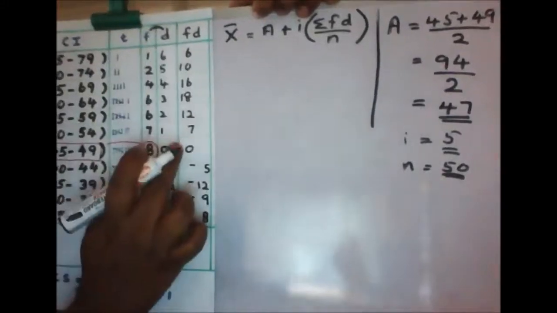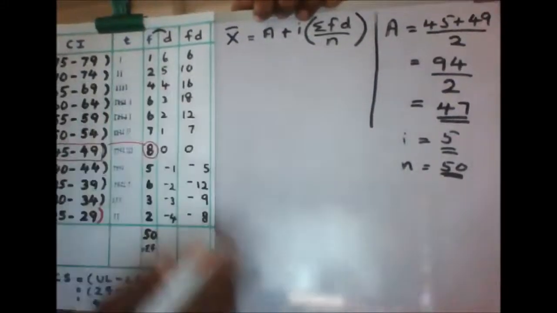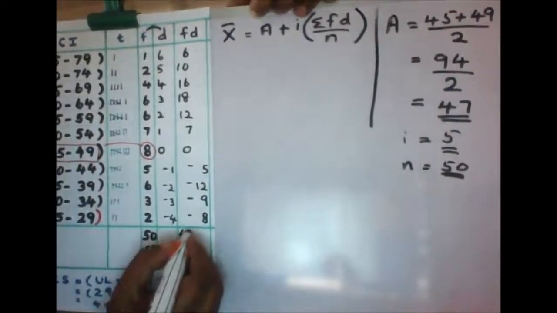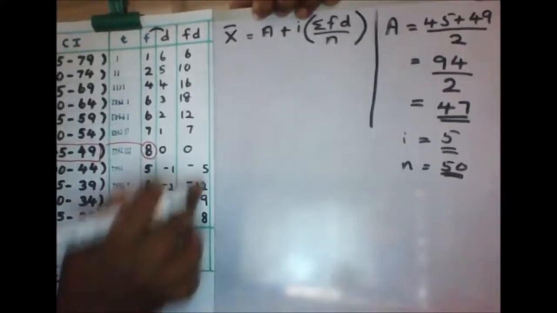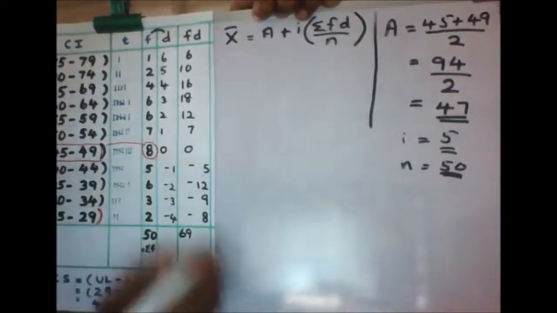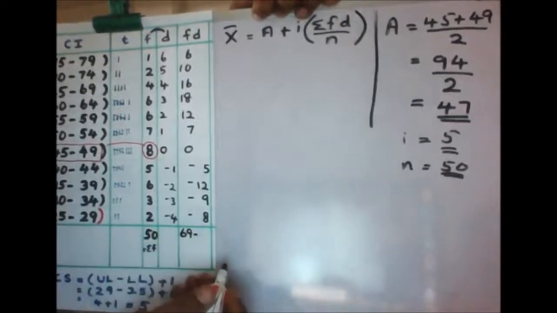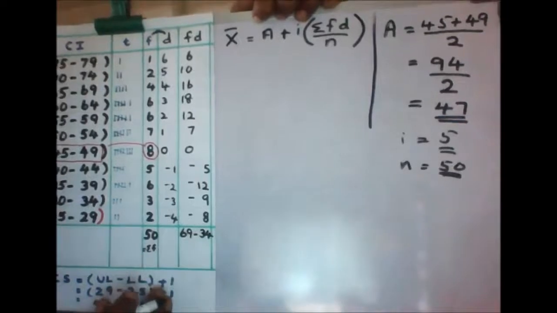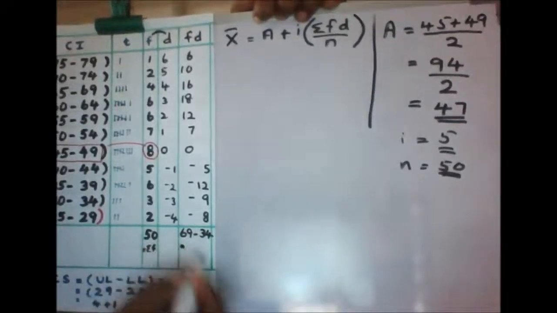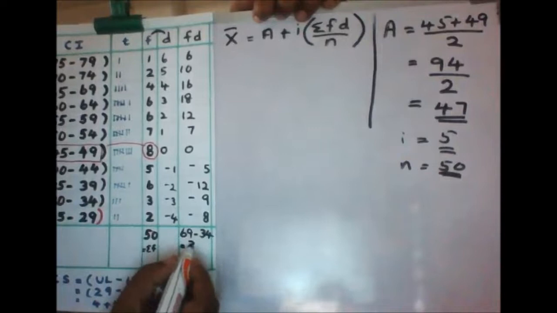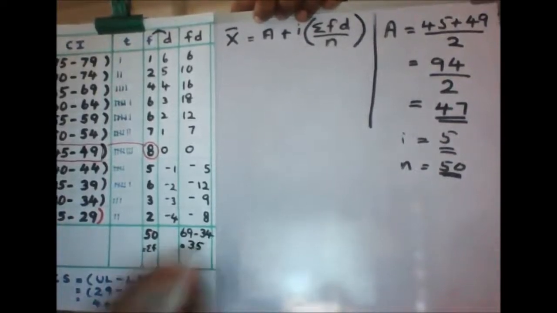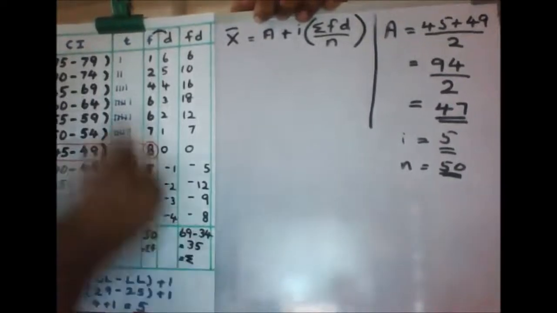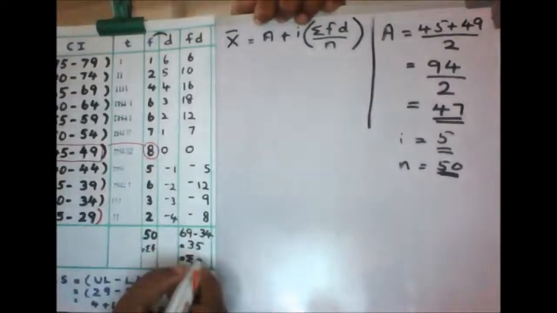First add the plus values. The total here is 69. Then add the minus values. Put this one here, it's 34. Then the answer is, deduct this, 35. What is this? This is our summation FD.